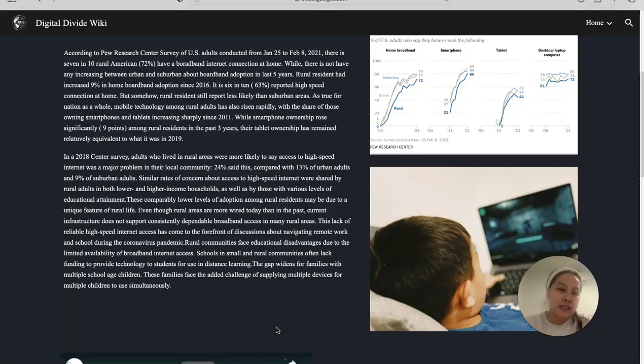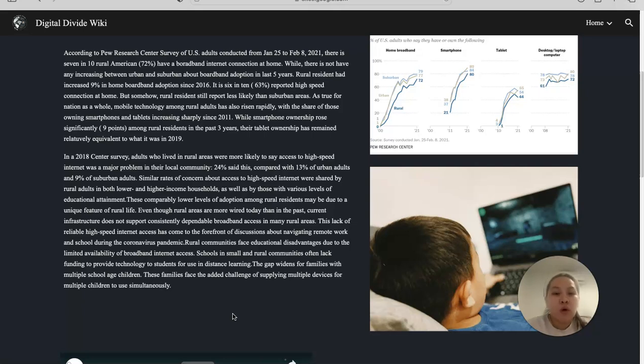In a 2018 survey, adults who live in rural areas were more likely to say access to high-speed internet was a major problem in their community: 24% said this, compared with 13% of urban adults and 9% of suburban adults. Similar rates of concern were shared by rural adults in both lower and higher income households, as well as by those with various levels of educational attainment.